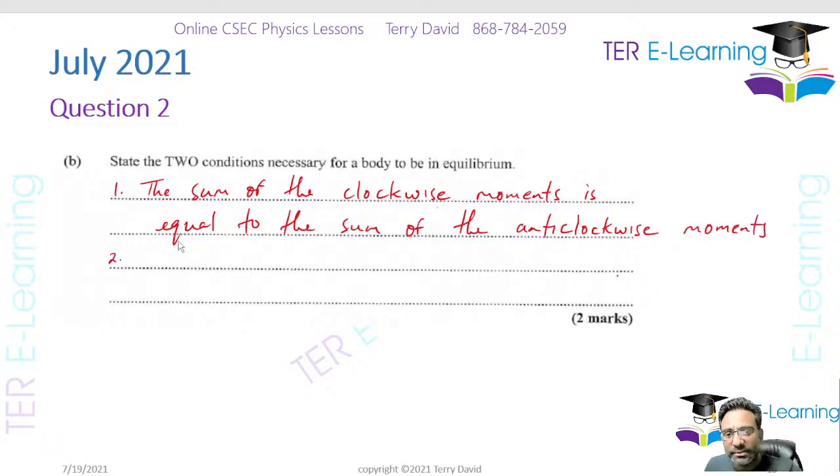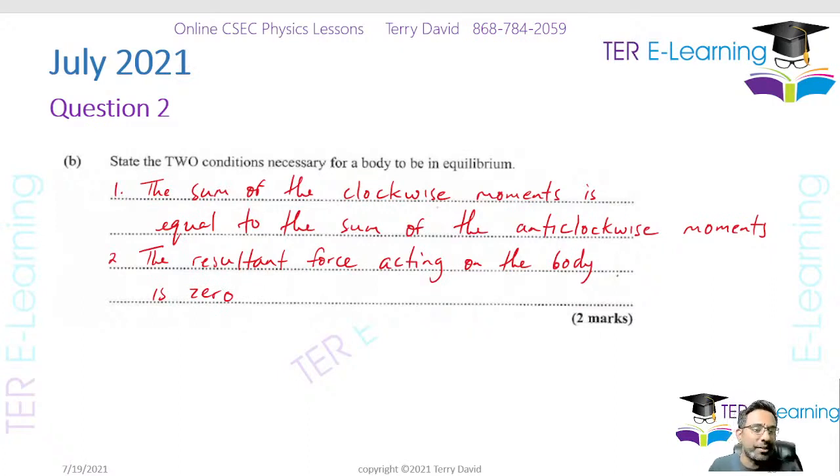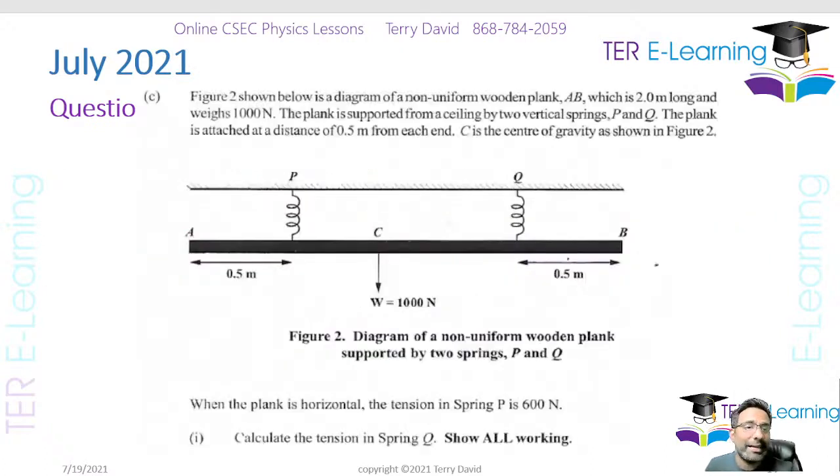My second condition is the resultant force acting on the body is 0. This is not the first time they've asked this question. 2 conditions for equilibrium. These are my 2 conditions. So the resultant force has to be 0, and that's it. So all of these are straightforward. I heard some people say this part they had some trouble with.